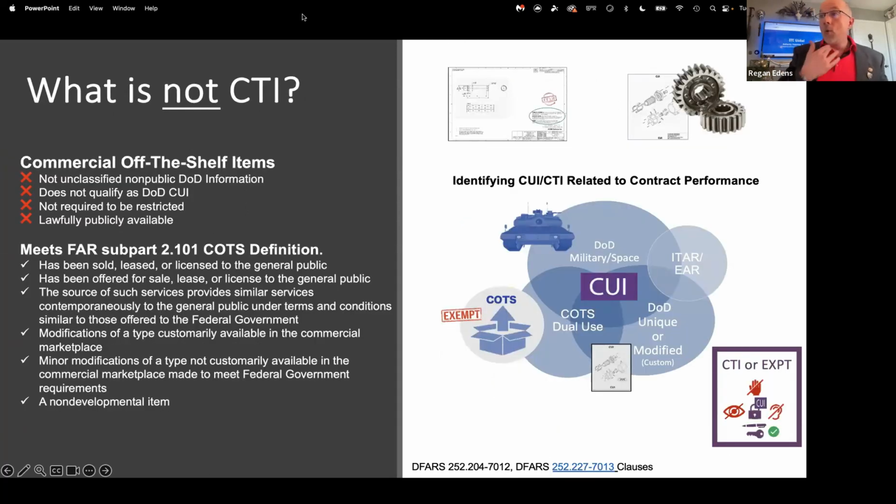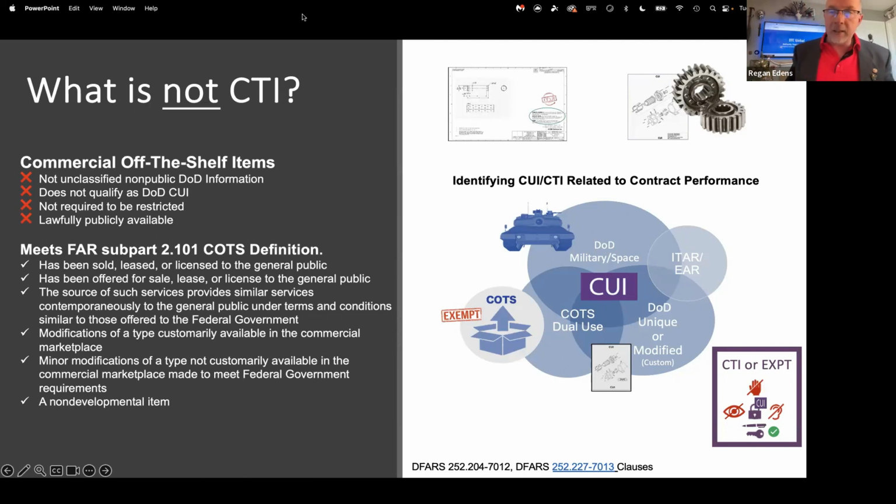All right, so what's also not within that, what falls within the public domain spectrum of what we're talking about, is commercial off-the-shelf items. If an item is commercial off-the-shelf, then it does not qualify as CUI. It is not required to be restricted except under intellectual property safeguarding requirements. It is lawfully publicly available. It must meet the FAR subpart 2.101 COTS definition.